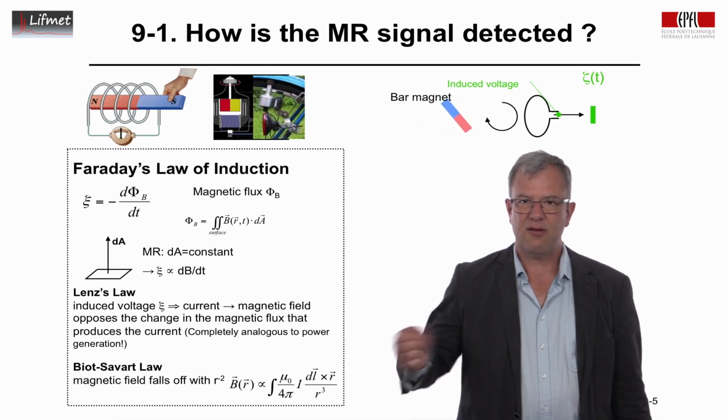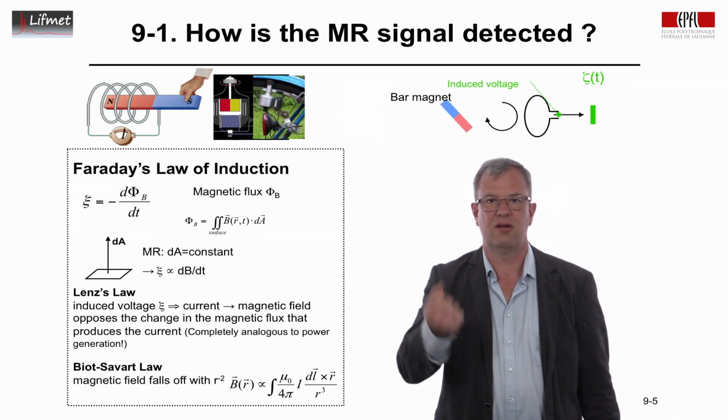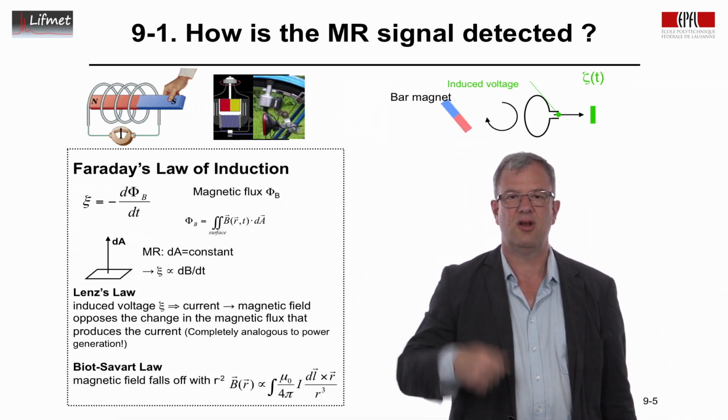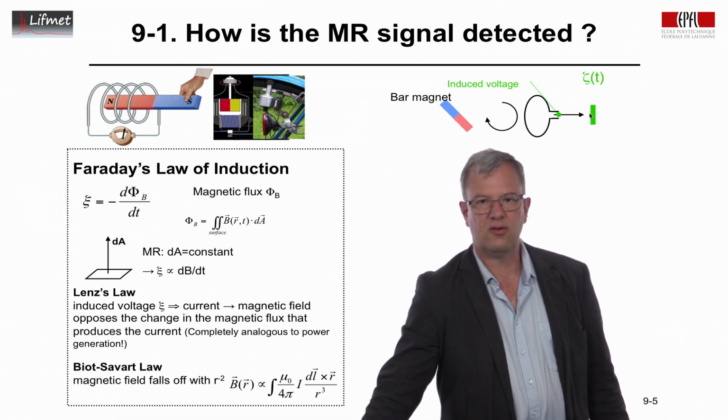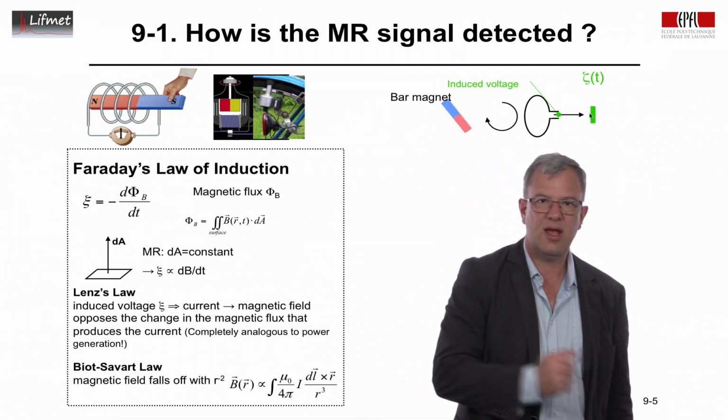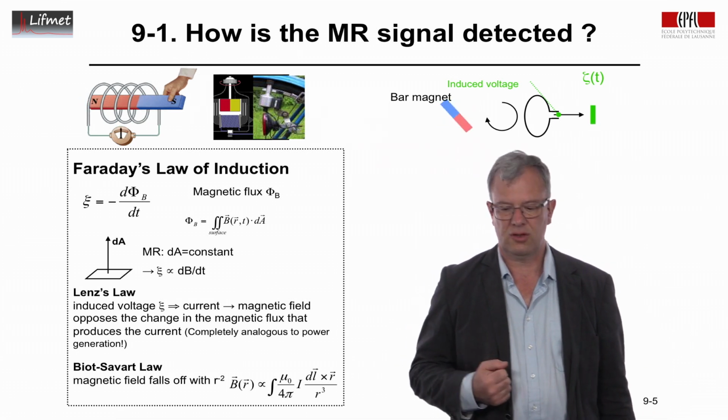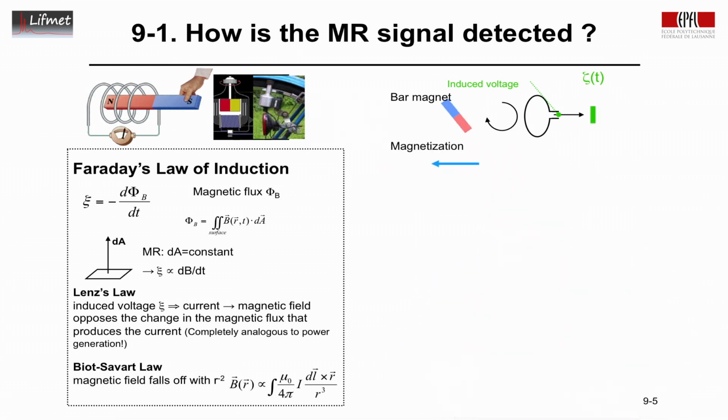Okay, so we have seen with a physical bar magnet that when we change its orientation in a conducting structure, we induce a voltage. And as we move this away, we reduce the voltage. Now, the link between a physical bar magnet and the nuclear magnetization is that it is the same effect. It is still Faraday's law. So we have a magnetization. So the role of the rotating bar magnet is taken by the magnetization.